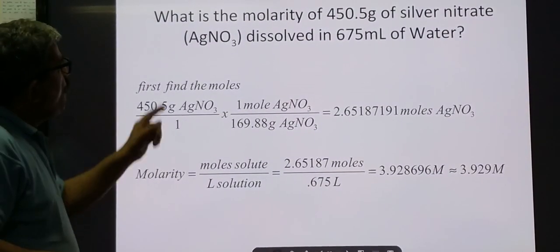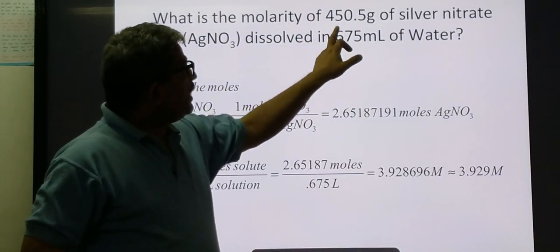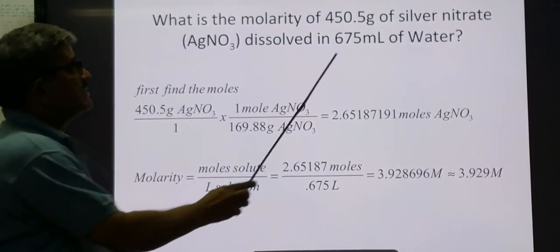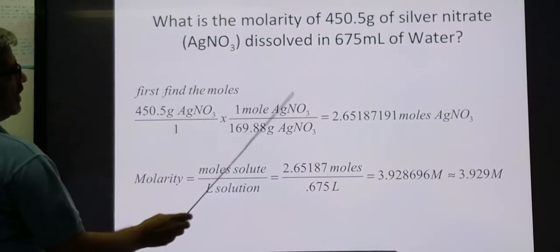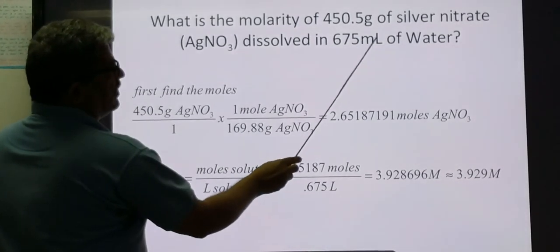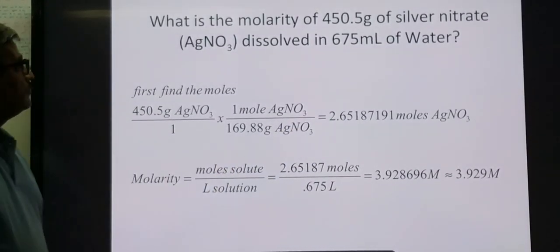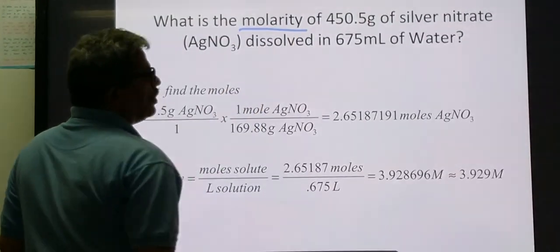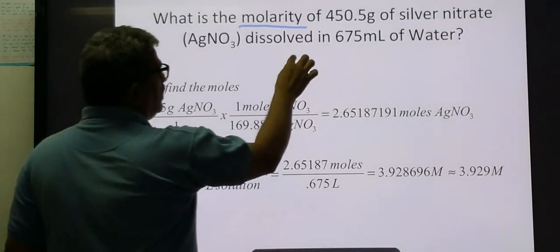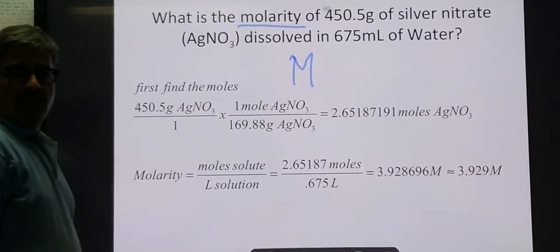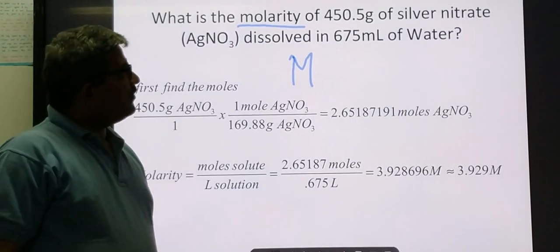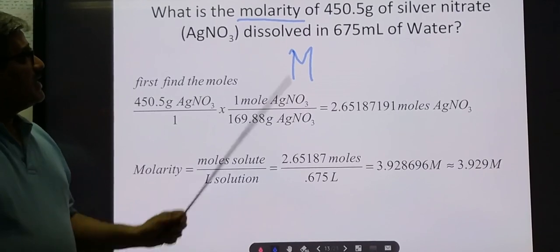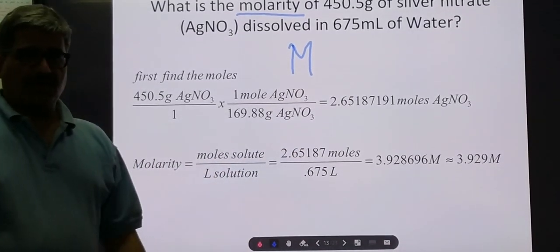Just read this. What is the molarity of 450.5 grams of silver nitrate, AgNO3, dissolved in 675 ml of water? What are they asking? They are asking molarity, the capital M. And what have they dissolved? Silver nitrate. 450.5 grams of silver nitrate is dissolved in 675 ml of water.